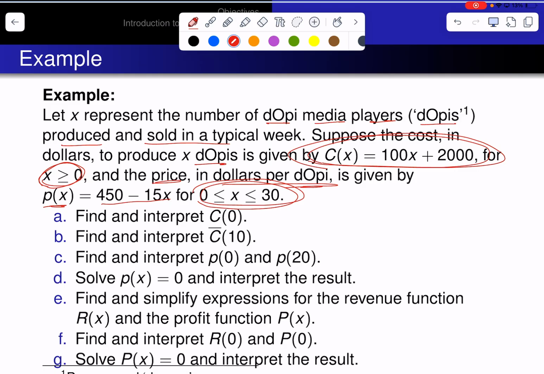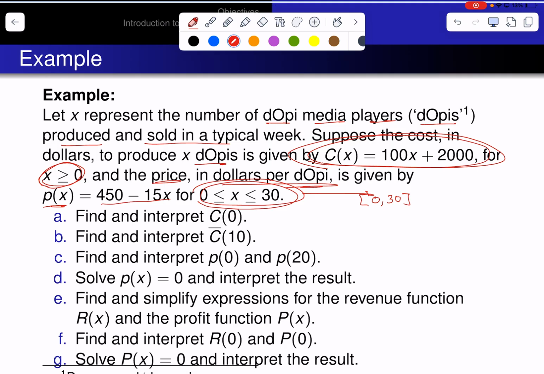So how many dopies are we going to make? Between 0 and 30. So this must be the most crazy media machine ever. They're only making 30 of them. Or your business is really small. Brody's got just a side gig going on, selling dopies at school. If Ryan catches him, he might think it's a little tragic. But anyway, 0 to 30. That is our domain. So we're only going to worry about answering questions between 0 and 30.